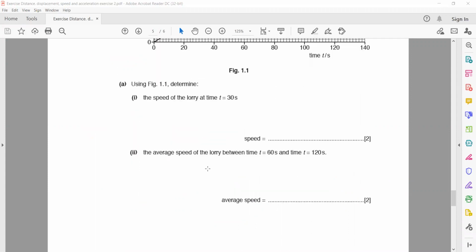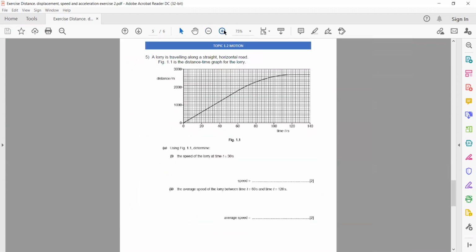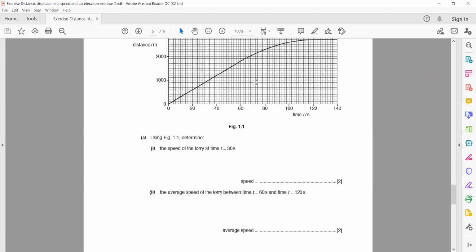The second part, find the average speed. So the average speed from 60 seconds to 120 seconds. So how to calculate the average speed? Total distance divided by total time. But we don't need the average speed for the full motion. We need the average speed from 60 to 120. What if they ask for 90 second?